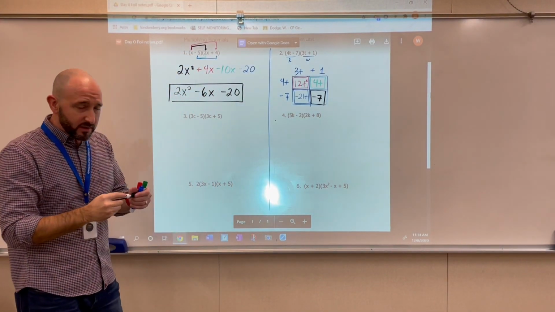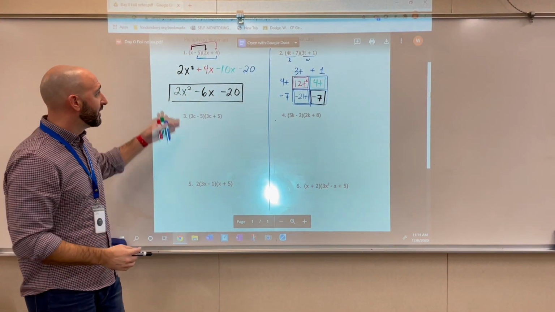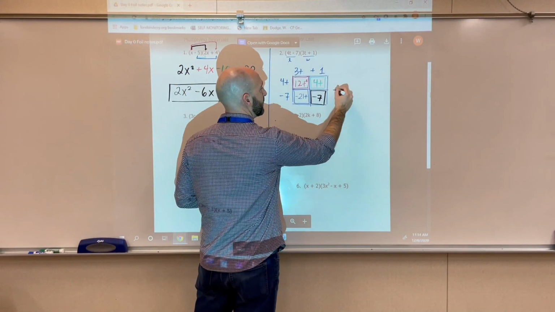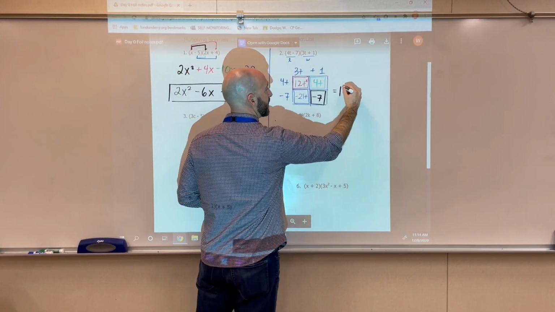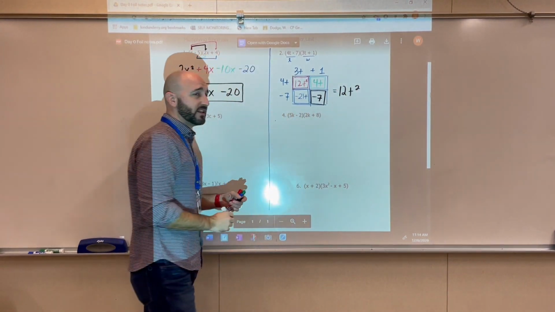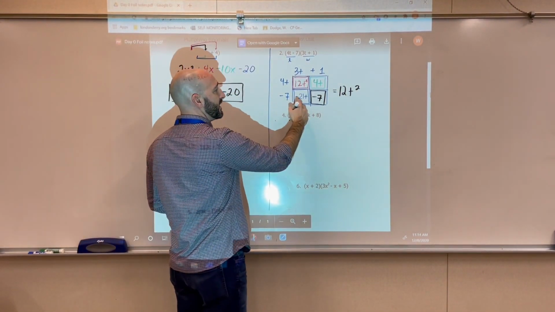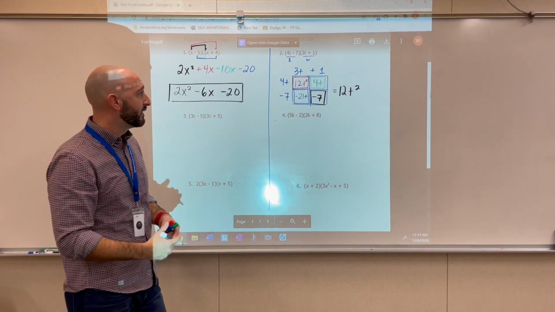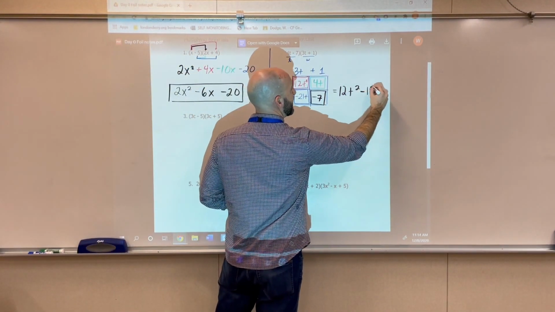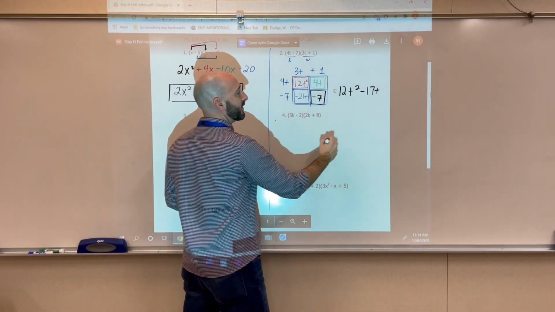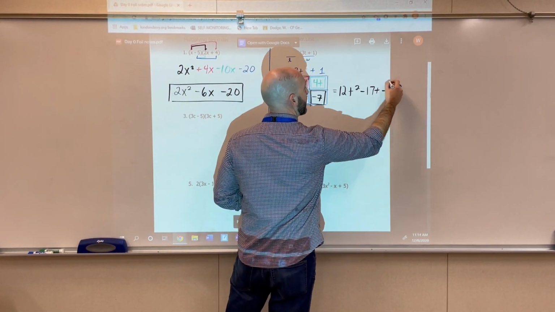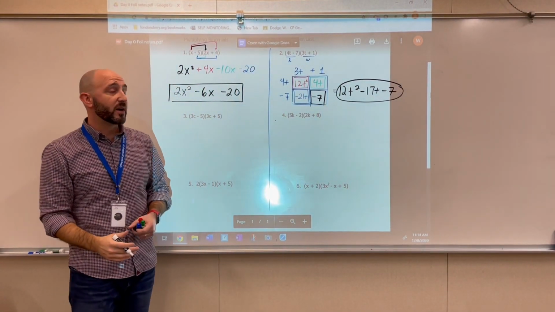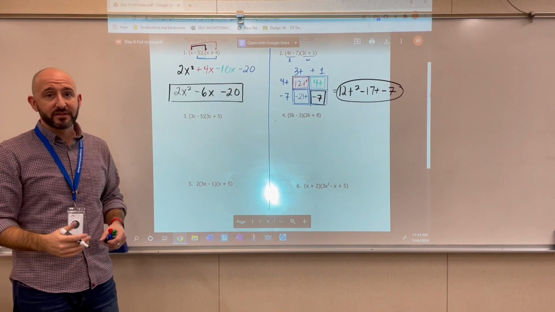So now, same idea as in the previous example, we're going to combine like terms. So 12t squared is the only term that contains a t squared. Here we have a negative 21t and a 4t, so those can be combined to give us negative 17t. And then again, negative 7 is the only constant term. So this would be our final answer, 12t squared minus 17t minus 7.